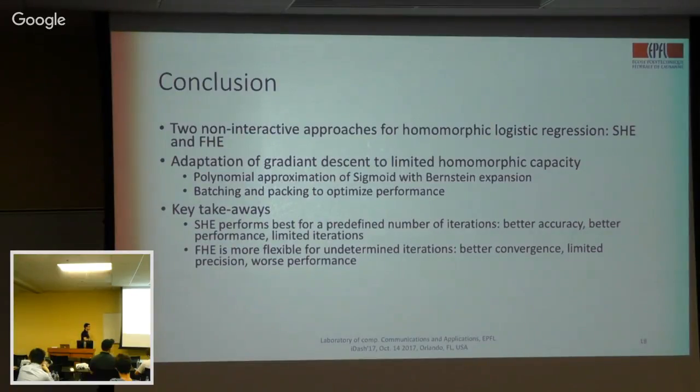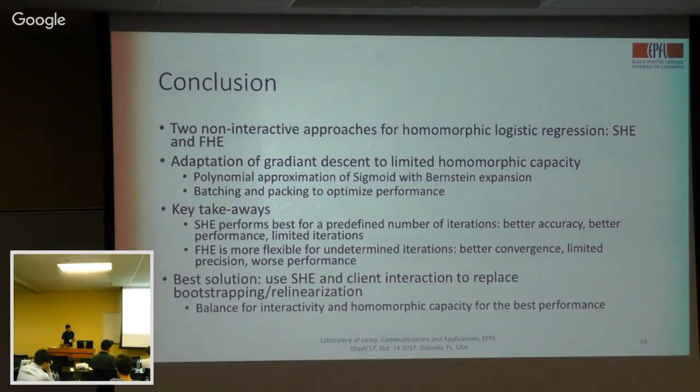The key takeaways of the comparison: the hybrid approach performs best for a predefined number of iterations, with better accuracy and performance, but we need to define upfront the number of iterations. While the full encryption is more flexible, the problem of limited precision and the worse performance can be a very huge factor, even if we can run a limited number of iterations. So the best solution, in conclusion, is to use some form of interactive approach and find a way to replace the costly bootstrapping for the linearization operation, balancing interactivity and homomorphic capacity to achieve the best performance.